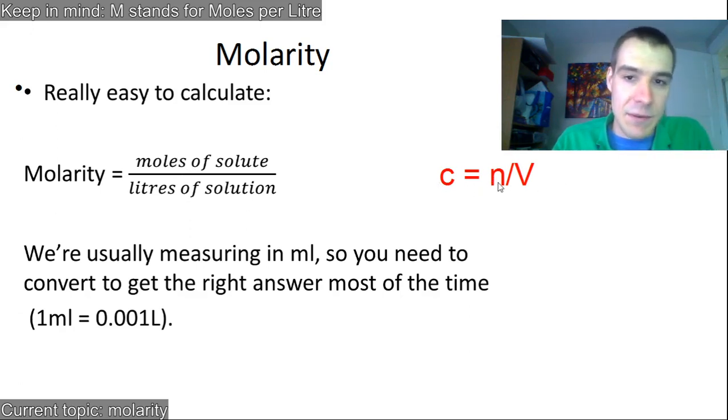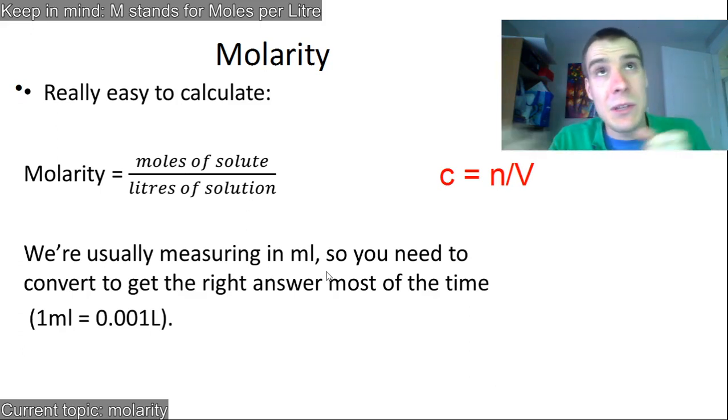Here's a formula, C equals n over V. Usually we measure in milliliters, so you have to convert to liters first. So 200 mils is 0.2 liters. 500 mils, 0.5 liters. 25 mils, 0.025 liters. Divide by 1,000.